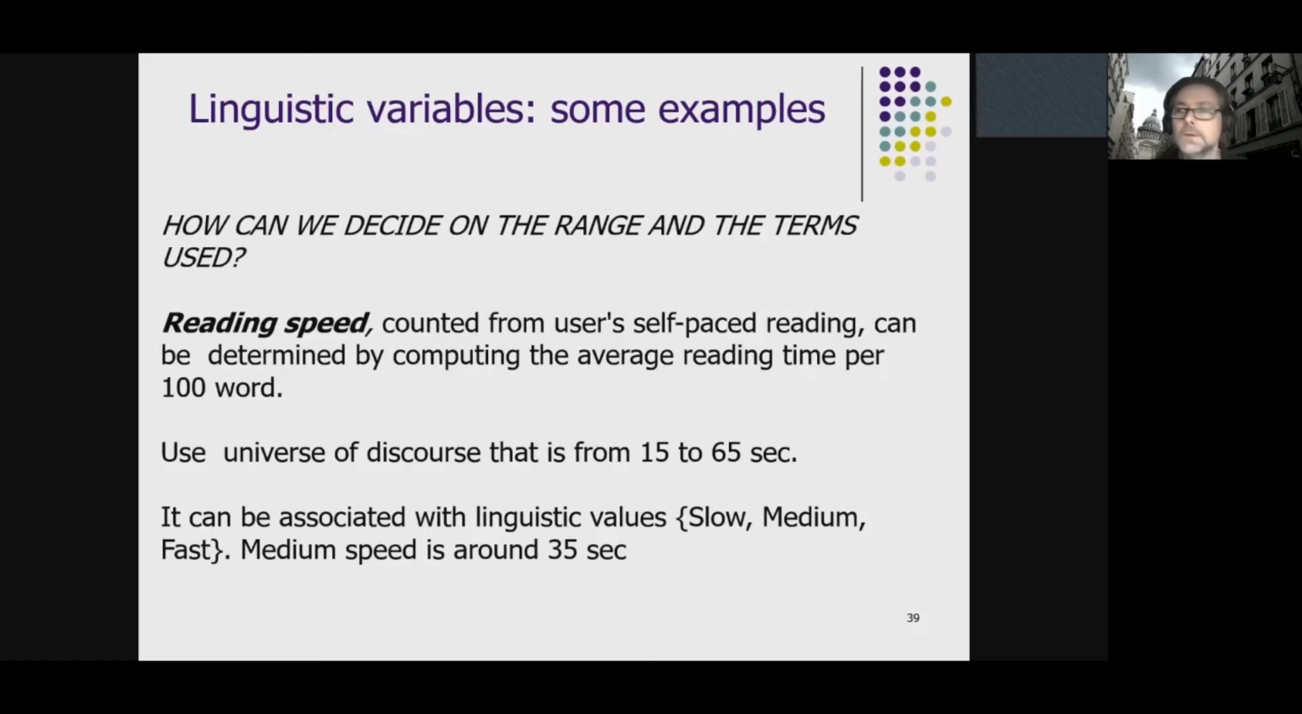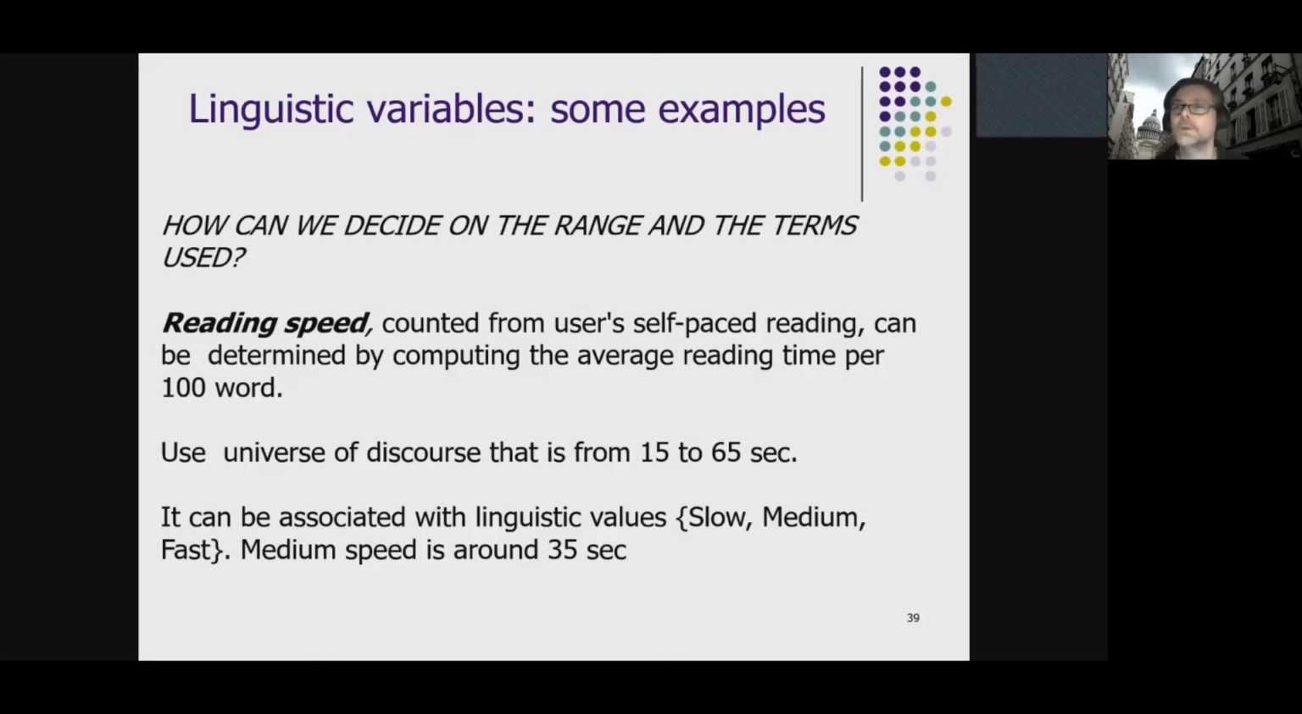I have an example here based on simple literature, okay? Reading speed. So I searched the literature and I found psychologists have done a lot of experiments about how quickly people read, okay? And they have found out that on average, the average reading time per 100 words ranges between 15 seconds to 65 seconds. Okay, so the universe of discourse of users' reading speed in terms of fuzzy logic would be between 15 to 65. Okay, and then on this universe of discourse, you can define fuzzy sets.